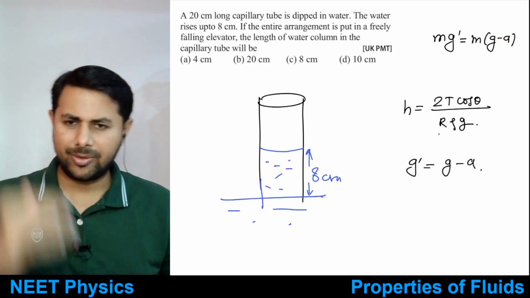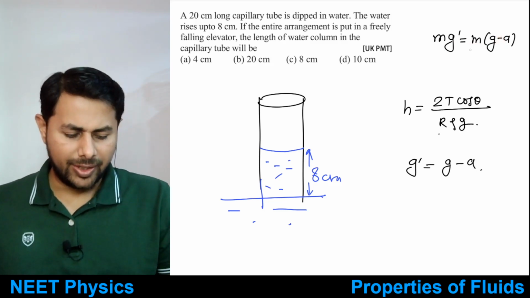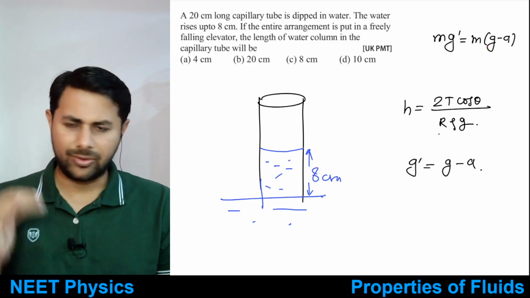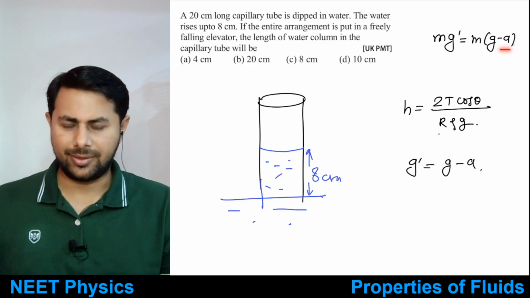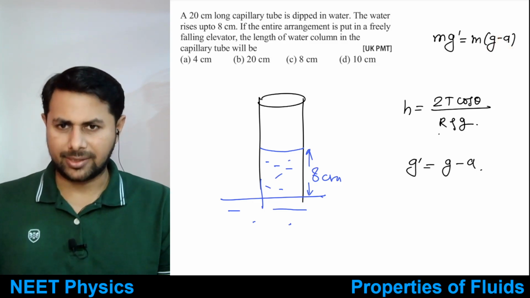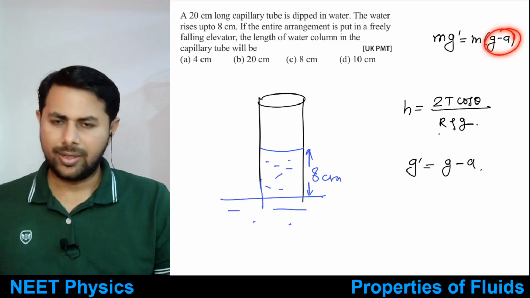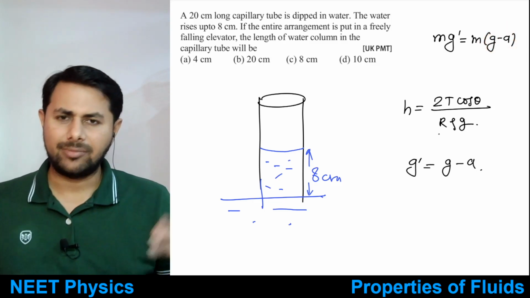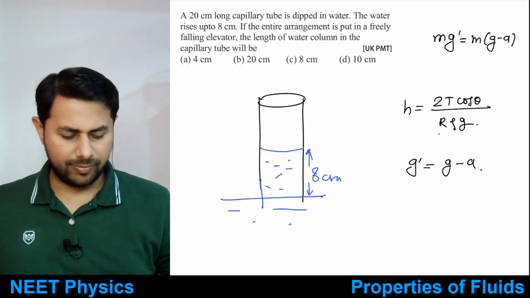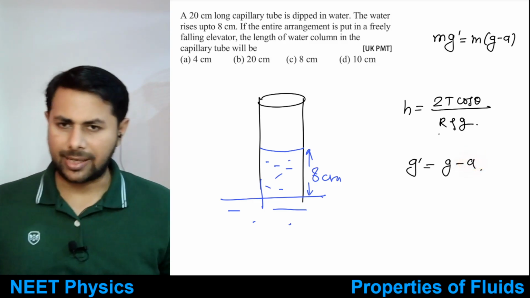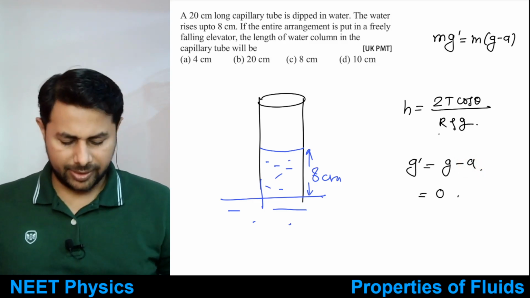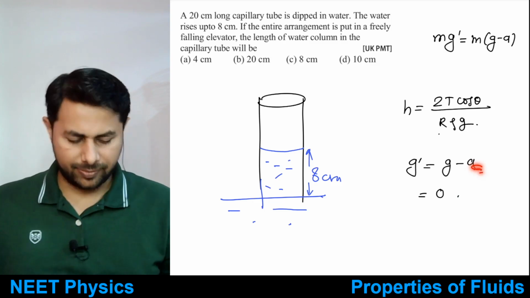If the lift goes down, then what would be the weight? It is m times g minus a. Of course, it is going up or down with some acceleration. So in one case there would be plus a, in one case there would be minus a. So when it falls down, what is the weight? It is m times g minus a. But here it is freely falling, means how much is a? So a is equal to the acceleration due to gravity. So g prime is equal to what? 0. g prime is equal to 0 because a is equal to g.